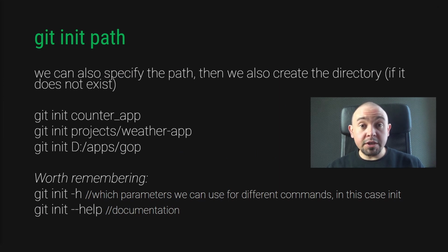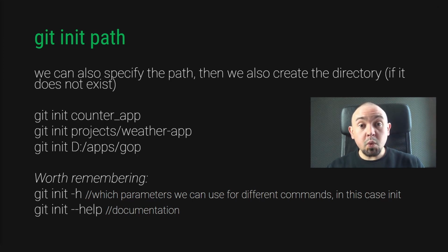Git init path. As I said a moment ago, we can indicate the place where we want to create our repository. If we type git init counter app, our repository will be created in the folder counter app relative to where we are. If such a folder does not exist, it will be created. We can also give the entire path to our file, starting from the hard disk drive.